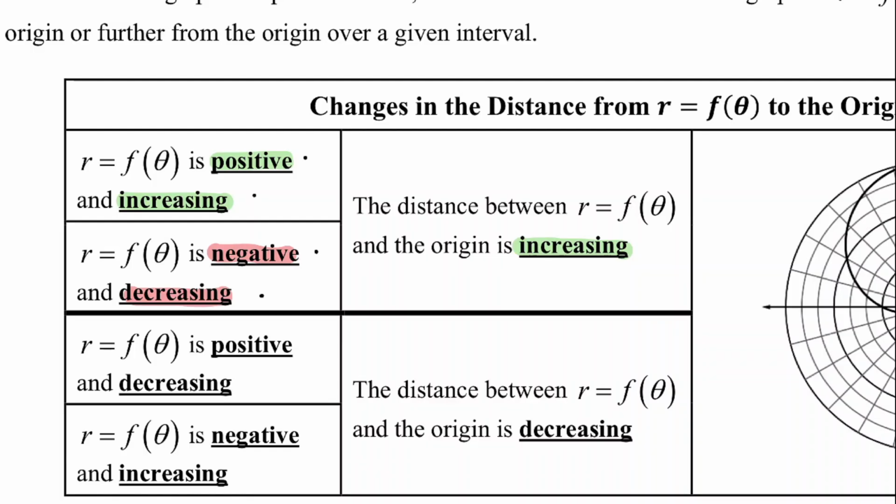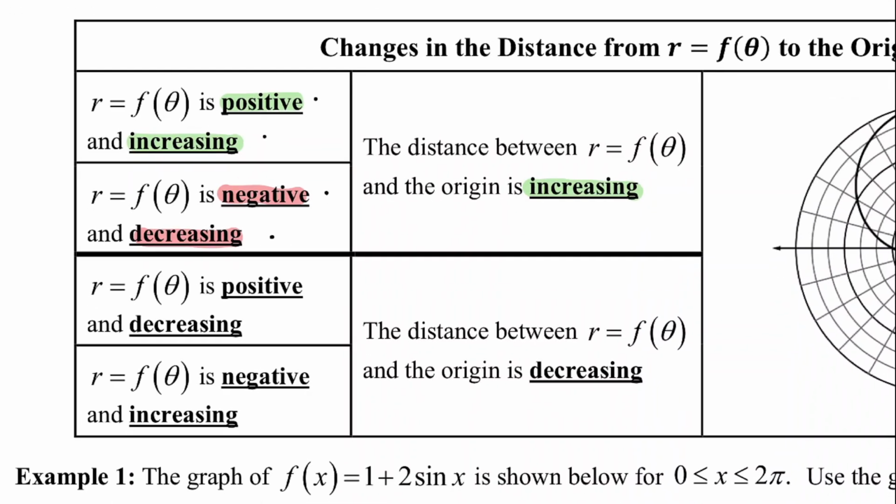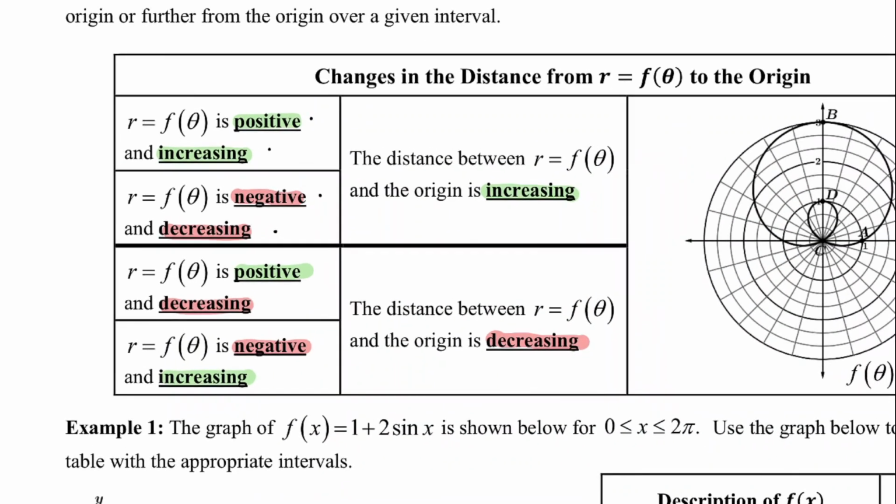So if they're opposite, say my graph is positive, but the rate of change is decreasing, it's going down, that means the distance between r and the origin is going to be going down. Same if this is backwards, if the function's negative, but it's also increasing. So if they're different, if they're opposites, then I know the distance is going to be decreasing. If they're the same, then I know the distance is going to be increasing.